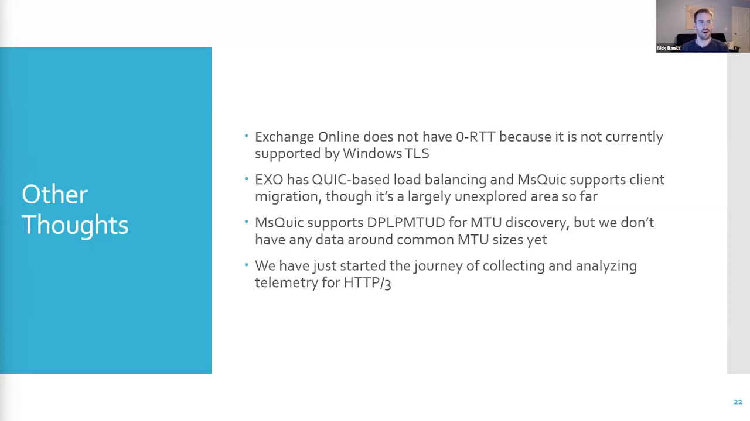Here are some other thoughts from when we talk with folks about our Exchange Online deployment. No, we don't currently support 0RTT. It's not supported by the Windows TLS stack yet. We do support connection migration on the server side, but still have more work and testing to do in the area. It's not seen as a particularly interesting scenario yet, so there's not been a large focus on it, at least for the OA scenario. We do support MTU discovery, but don't have any telemetry for it.